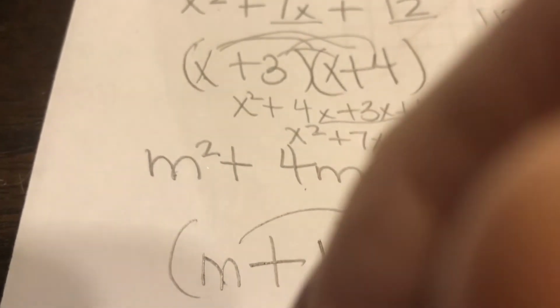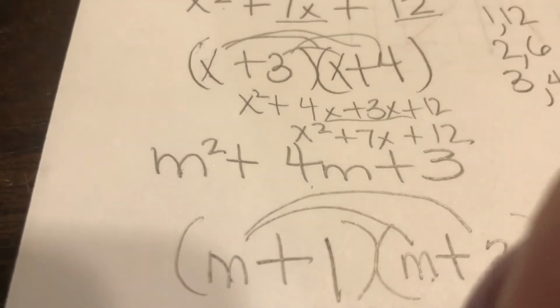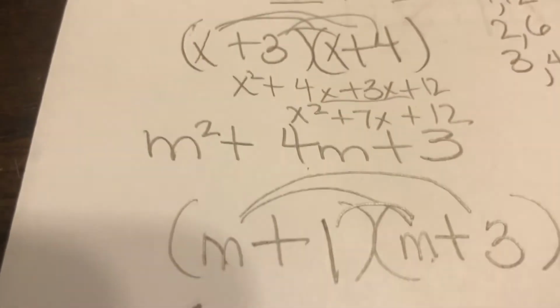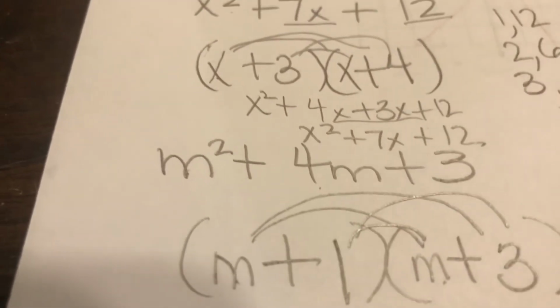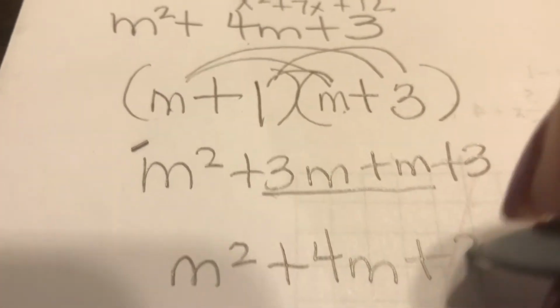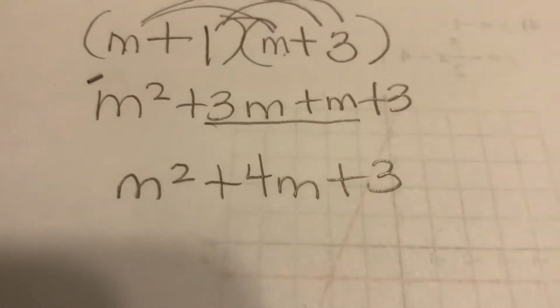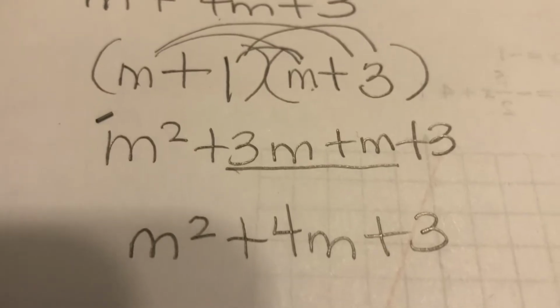And I would get M times M is M squared. M times 3 is 3M. 1 times M is M. And 1 times 3 is 3. Combine those middle two terms, and you get M squared plus 4M plus 3. And so it's factored correctly. Okay? All right, let's take a look at this one.